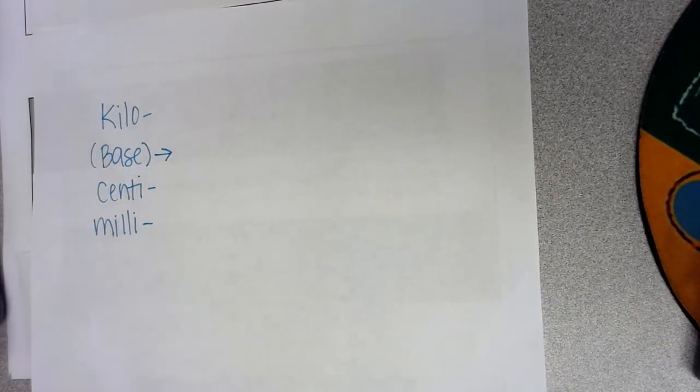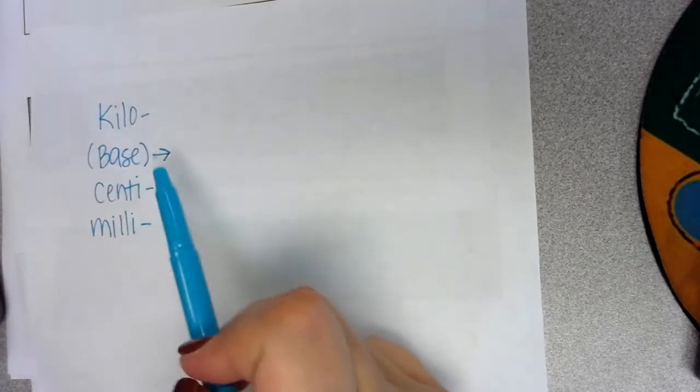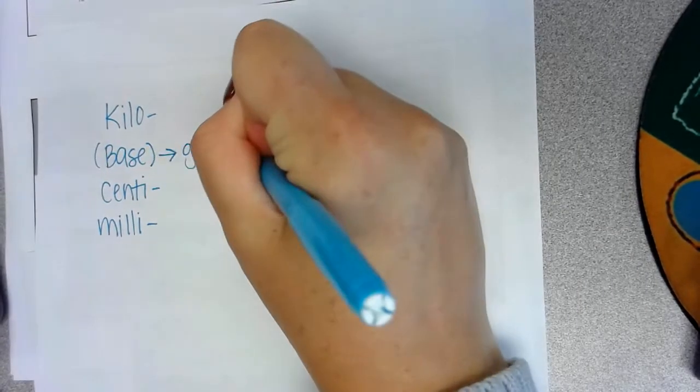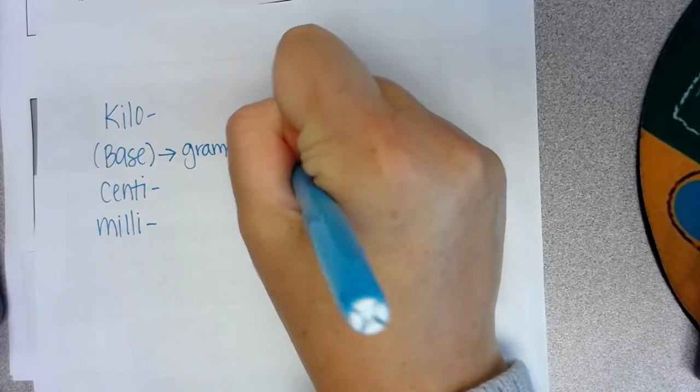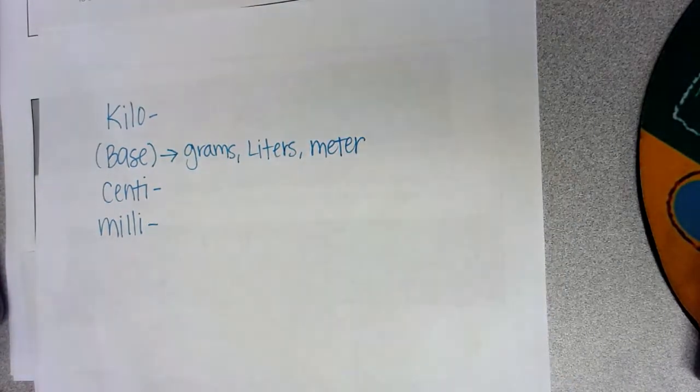So the first thing is that there are lots of metric prefixes, but we're only going to focus on these three: kilo, centi, and milli. So your base can be grams, liters, or meters in this class. Those are the three that we're focusing on.